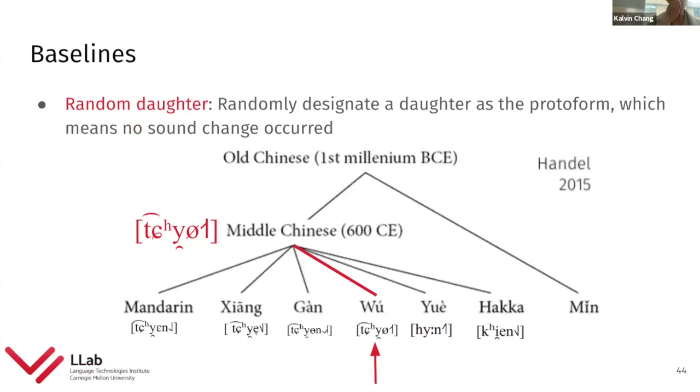So we compare Maloney et al.'s architecture to a few baselines. So the first is the random daughter baseline, which randomly designates a daughter as the protoform, which basically assumes that no sound change occurred. So for example, we can randomly say, okay, let's roll a die. It's Shanghai's lucky day. Shanghainese Wu is the protoform.